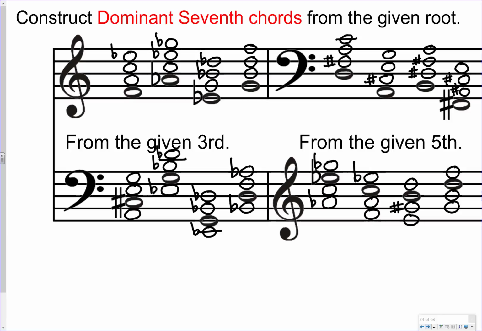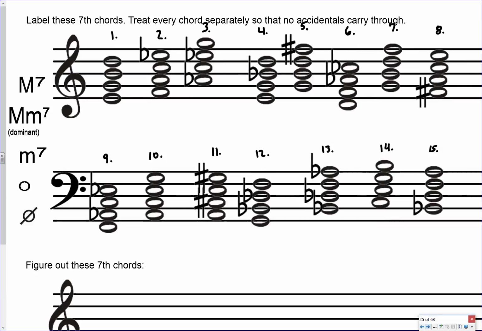AP, you can go ahead and hit pause if you need to finish checking your work, but we're going to continue now on to the next frame. Okay, so now before we do this frame, it's imperative that you already have memorized, perhaps, the types of seventh chords and their intervals. Because right now, we have five different types of seventh chords that we're looking at, and you'll need to label these seventh chords. There are 15 examples. Treat every chord separately so that no accidentals carry through to the next chord.